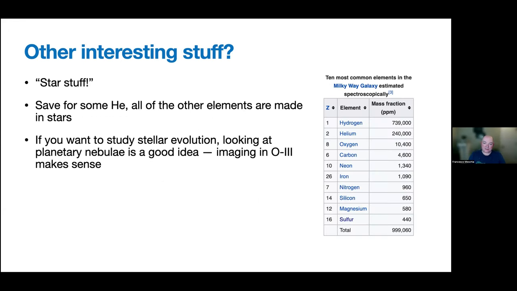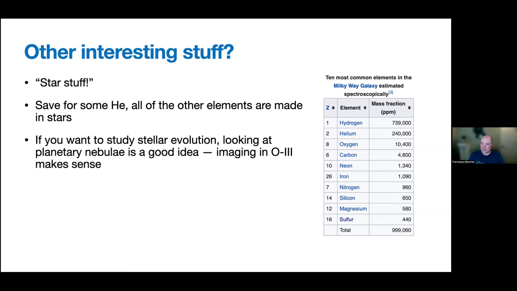But what other interesting stuff is there? Well, it's star stuff, as Carl Sagan would put it. Save for some helium that was created in the Big Bang, all of the other elements on the periodic table are made in stars. So if you are a research astronomer and you want to study stellar evolution, for instance, looking at planetary nebulae that are one of the stages of stellar evolution, it is probably a good idea to be looking at oxygen 3, because since the beginning of our history of observing planetary nebulae, we found that O3 was present in those shells.